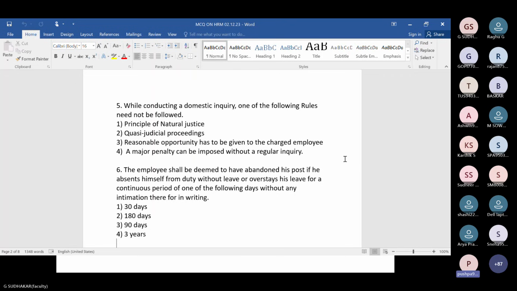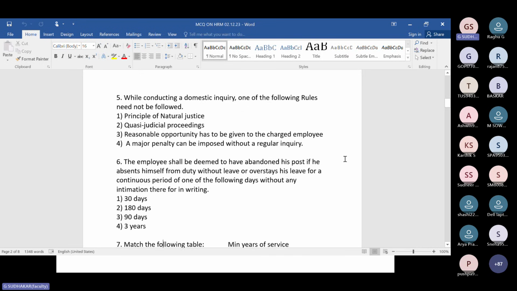Answer 2, quasi-judicial proceedings. That is quasi-judicial, no? It is like court proceedings only. You have to give the principle of natural justice, and that has to be followed. My question is what need not be followed. Reasonable opportunity has to be given. The fourth one is a major penalty can be imposed without a regular inquiry. Without a regular inquiry, you need not impose a major penalty.